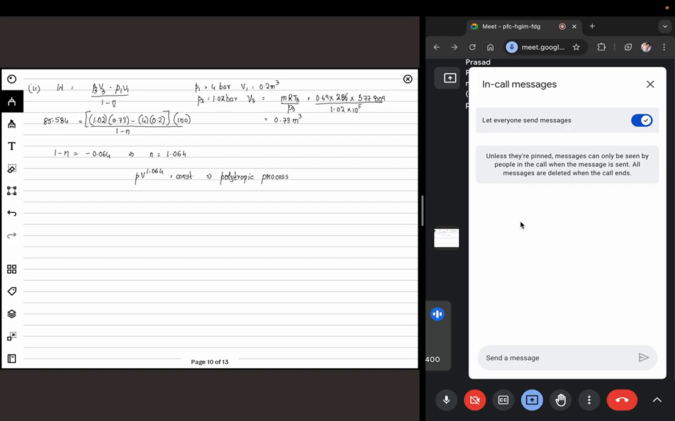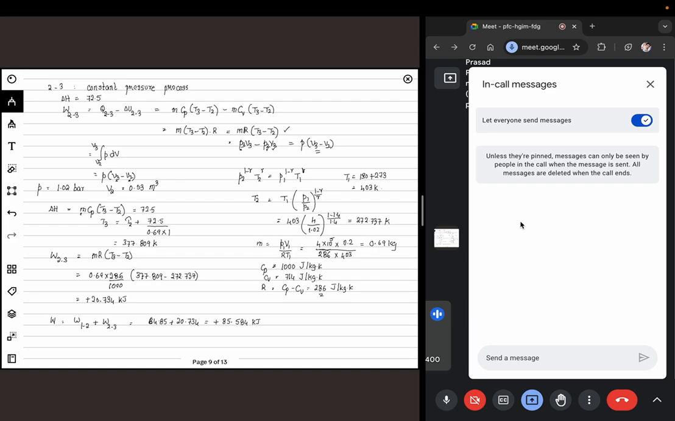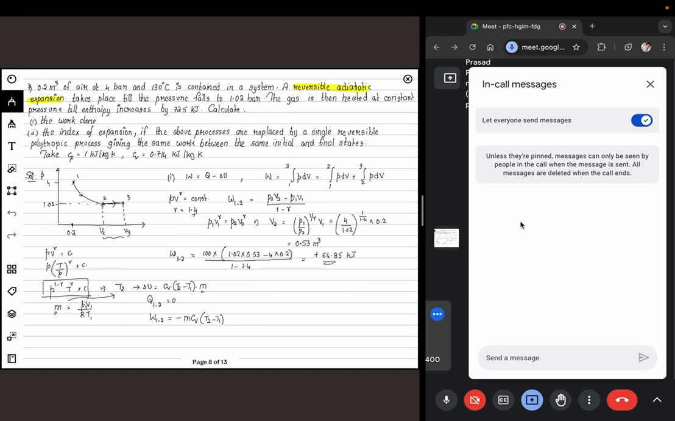This process, if you were to calculate the work done between the same initial and final states, you are going to get the same value as you have gotten previously with this decomposition. Are there any questions?